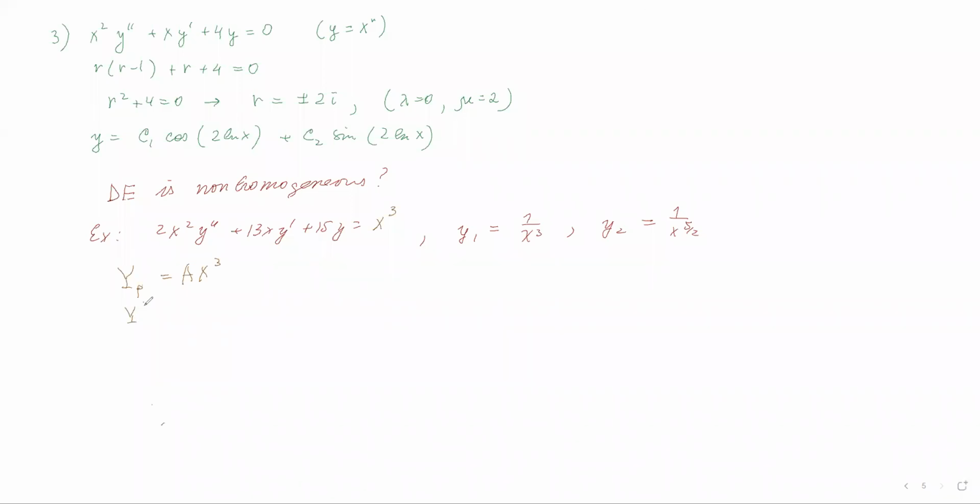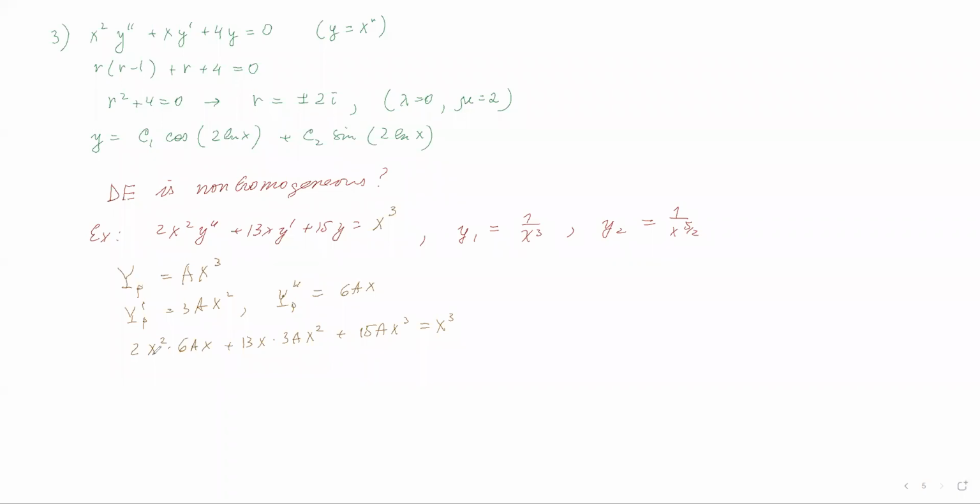So the derivative of the particular solution is going to be 3ax squared, and the second derivative is going to be 6ax, right? Now plug into the equation, we have 2x squared times 6ax plus 13x times 3ax squared, and 15ax cubed supposed to be equal to x cubed. Again, I just made it up. I did not use anything from the book. I think in the book they even don't consider the non-homogeneous case.